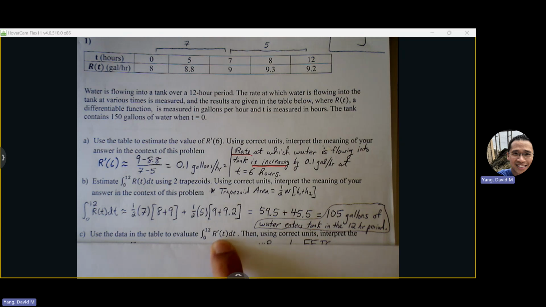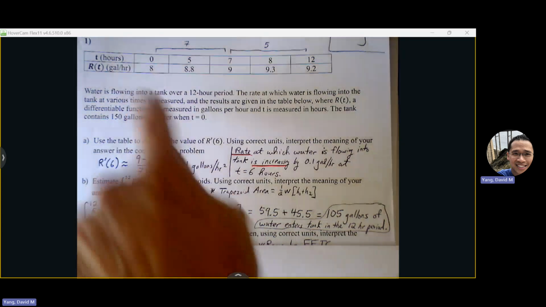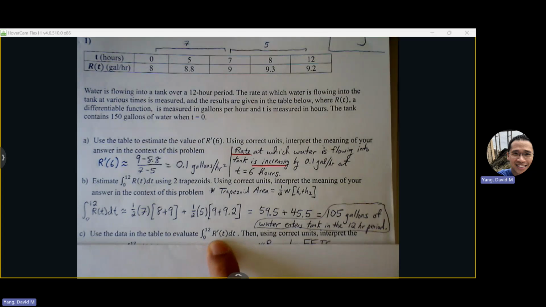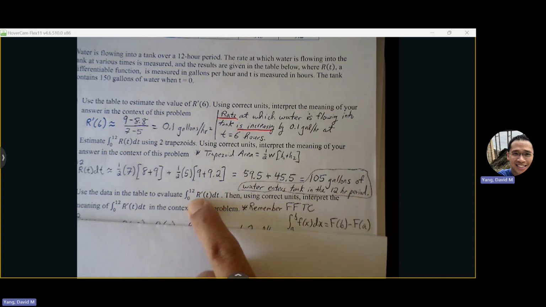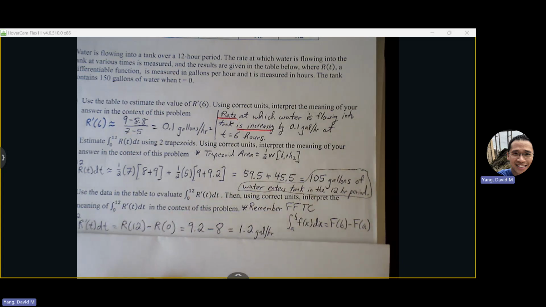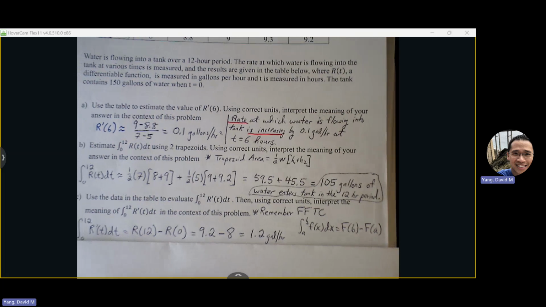So we have to make that R prime rise up to the R of t level. And the way we do that is, let's just take the antiderivative, right? We have a process for that. We can use the first theorem. So the first theorem says lowercase f turns into uppercase F. We make it go through the antiderivative process. And then you plug in your upper and lower bound. Same process here. R prime is going to rise up to R. And then we just do R of 12 minus R of 0.